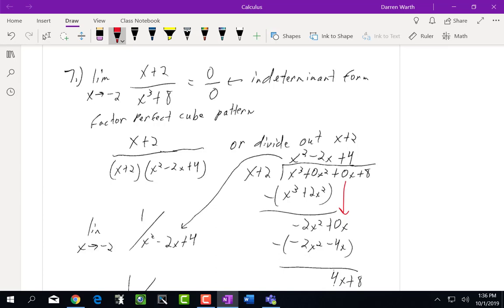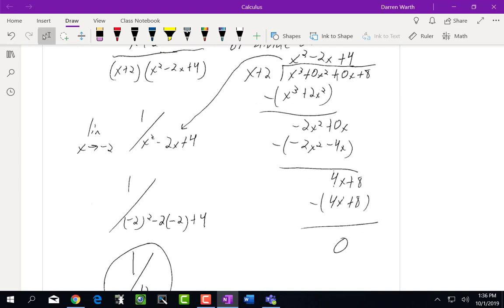So what times x gives me negative 2x squared, so that's going to be a negative 2x. I multiply it on through, so that gives me negative 2x squared minus 4x, and I subtract again. So negative 2x squared minus negative 2x squared is 0. 0 minus a negative 4x is going to be a positive 4x plus 8. So now I go ahead and finish this off, just asking myself what times this x is going to give me that 4x. So that's going to be times 4. I multiply, I get 4x plus 8. So bringing down my 4x plus 8 and subtracting them, that's going to give me a remainder of 0, and that tells me that I did it correctly. And there's my factor of it.